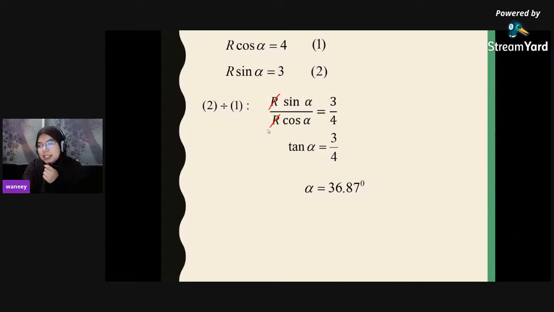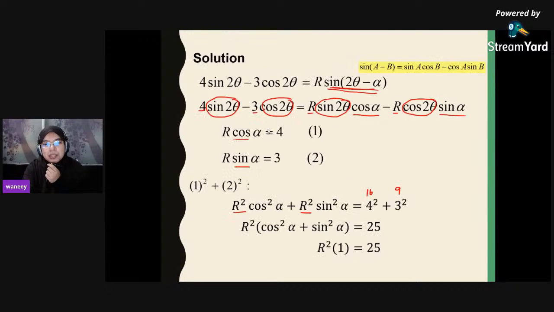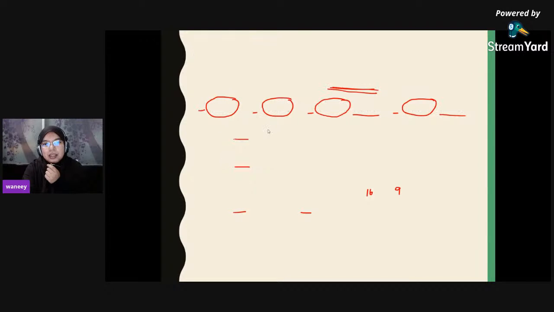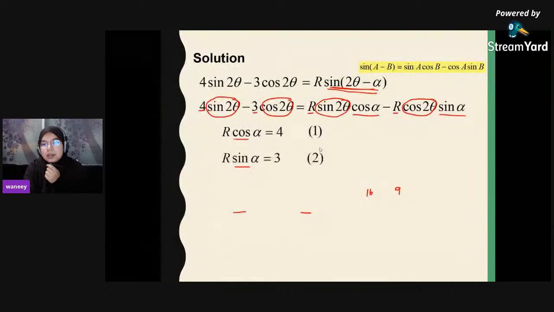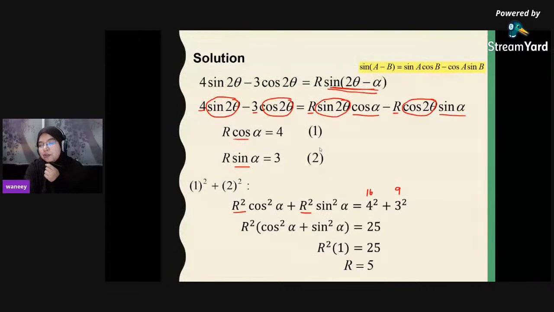Do we need to put plus minus for 5? No, we don't have to put plus minus for 5. Why? Because over here, in your question, they already told you that the value of R needs to be positive. So you don't have to put plus and minus. So we only accept one value of the R, where the R is equal to 5. So this is since R is greater than 0.